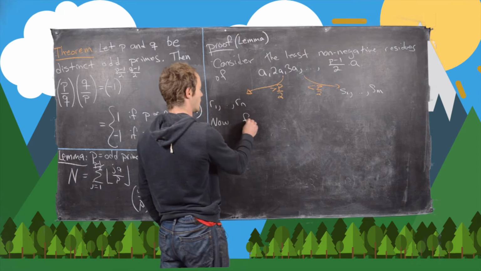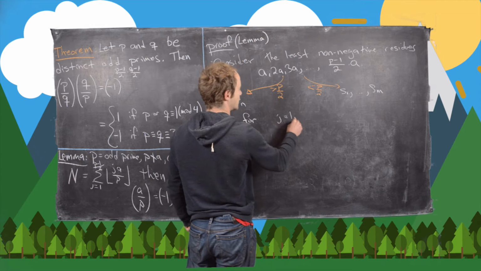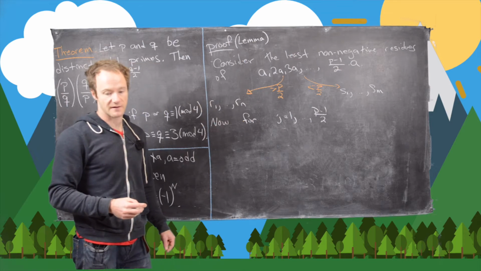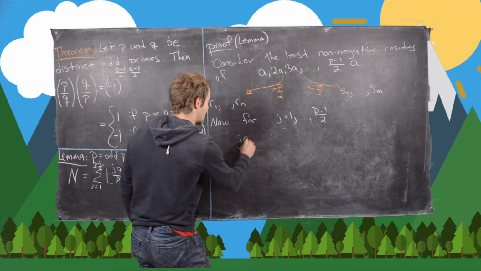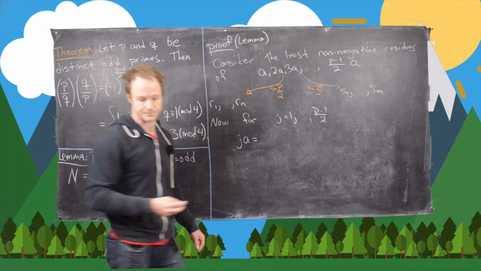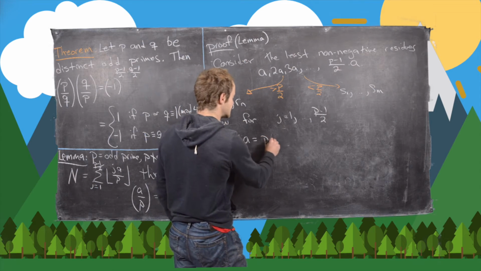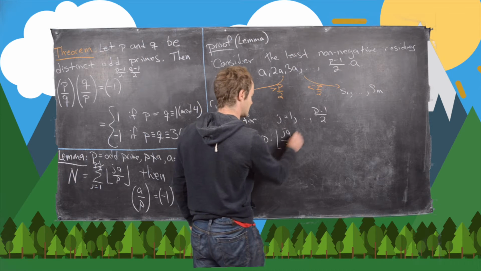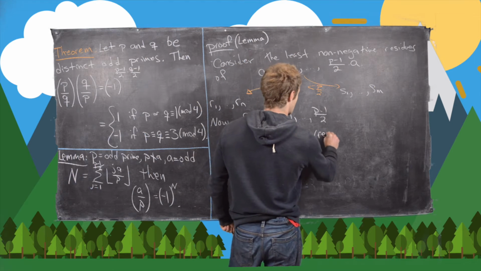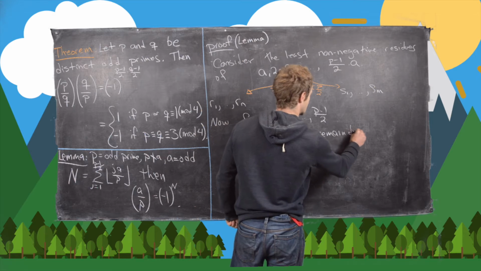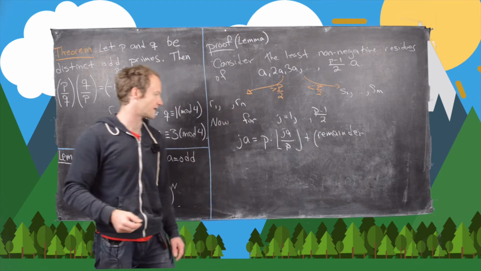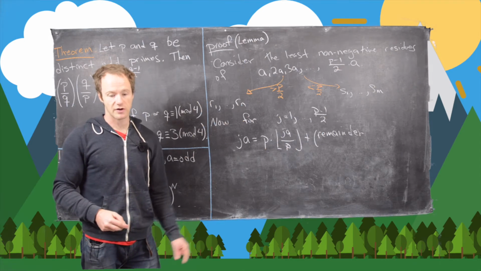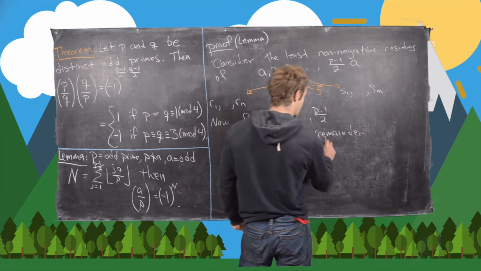Okay, good. So now the next thing we want to do is notice the following. For J equals 1 to (P minus 1) over 2, we can write the following: J times A equals P times the floor of JA over P, plus some remainder. Here we just use the division algorithm with P and J times A. Okay, great. And now notice this remainder is going to depend on J.